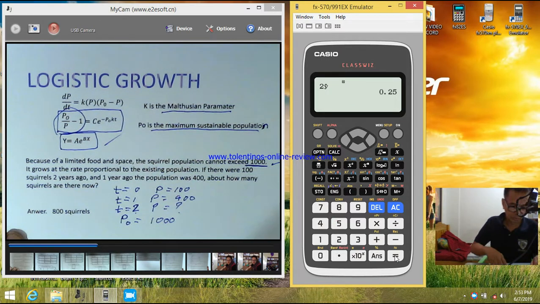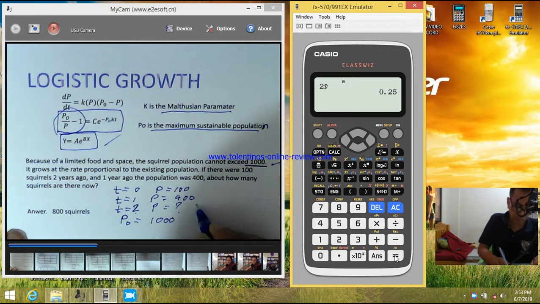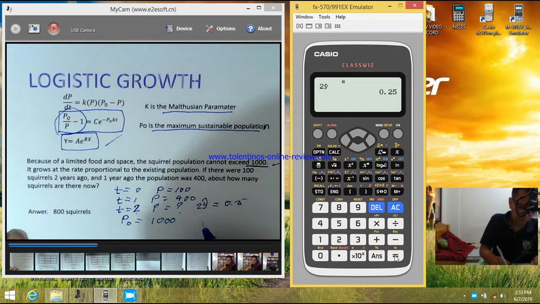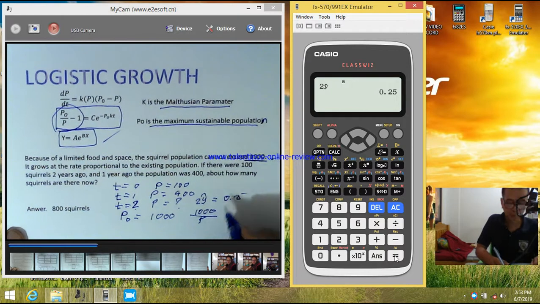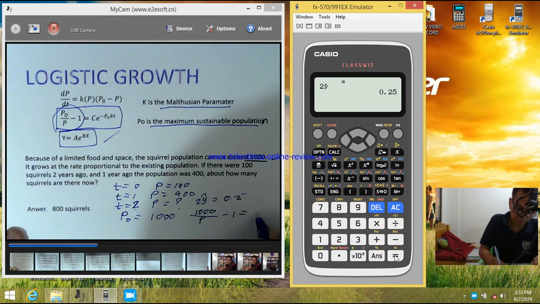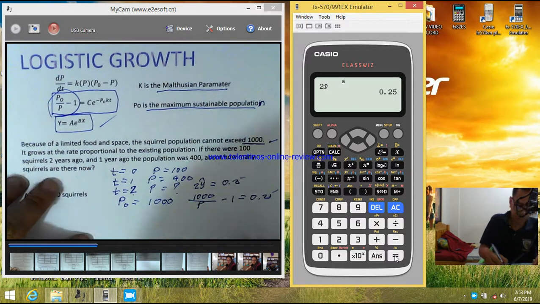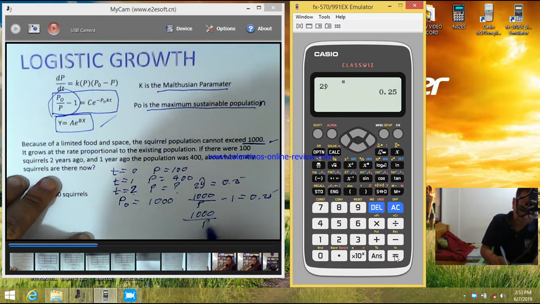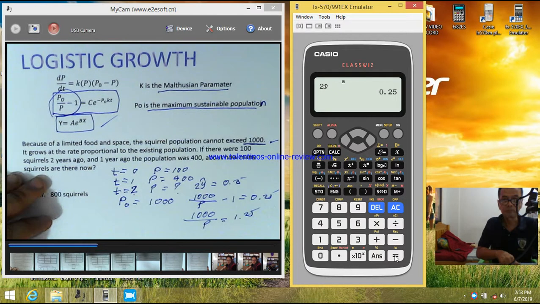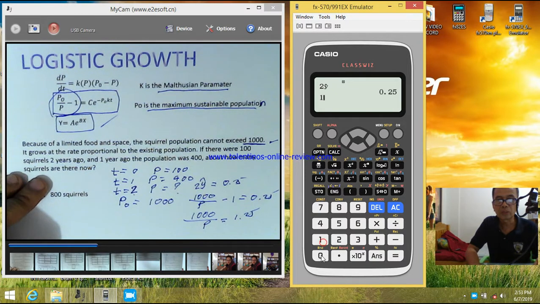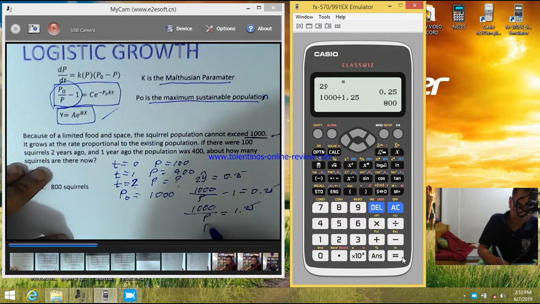So your 2 y hat is equal to 0.25. But remember that your y hat is the same as P sub 0 over P minus 1, which is 1,000 divided by P minus 1, equal to 0.25. Solving for 1,000 over P, it is equal to 1.25. Therefore, P is 1,000 divided by 1.25, and the number of squirrels is 800 squirrels.